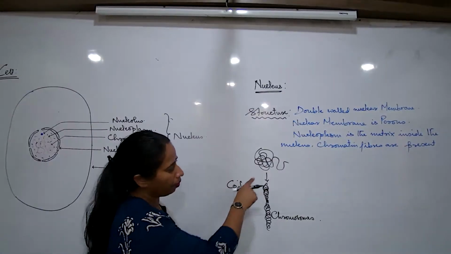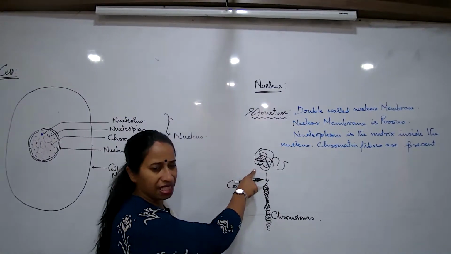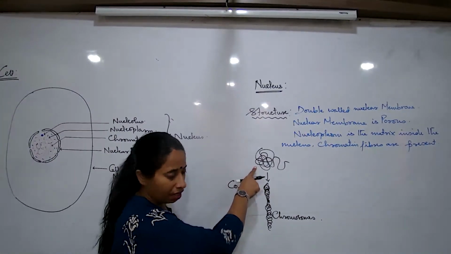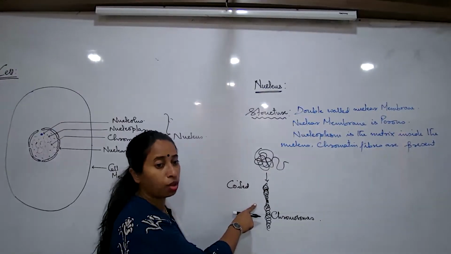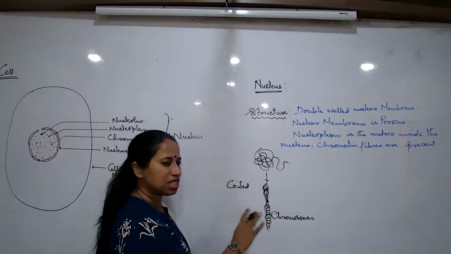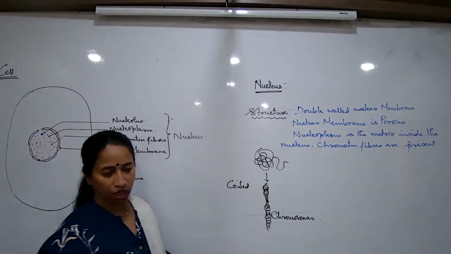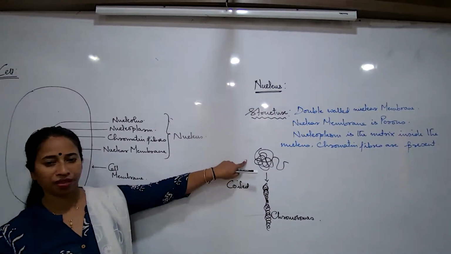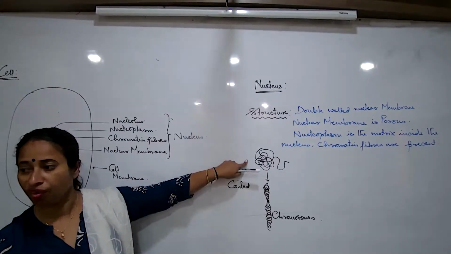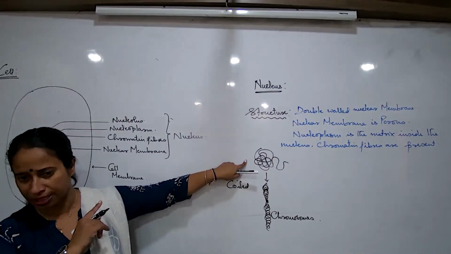Composition is the same, only that this is extensively long and uncoiled, and this is extensively coiled and compact. The composition is the same. This is known as chromatin fiber. This is known as chromosome. So now, when we are talking about these chromatin fibers of the chromosome, where are they present? They are present in the nucleus.